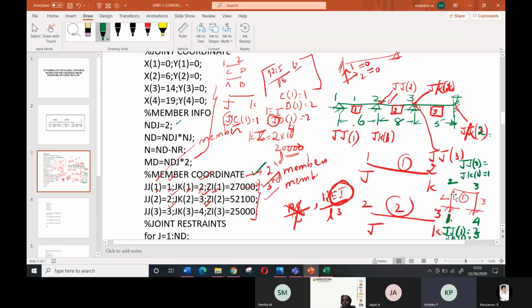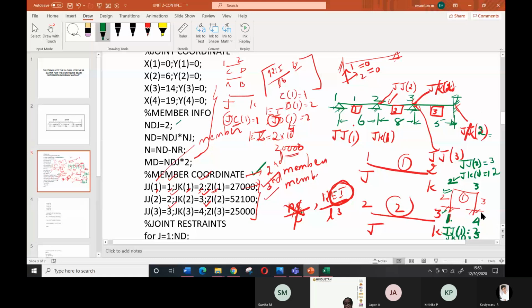I'm sorry, ma'am, 3. JJ of 2 is equal to 3. This is the second member, connected with 3. What is JK of 2? JK of the second member. It is connected with joints 3 and 2. Am I correct? Yes, ma'am.